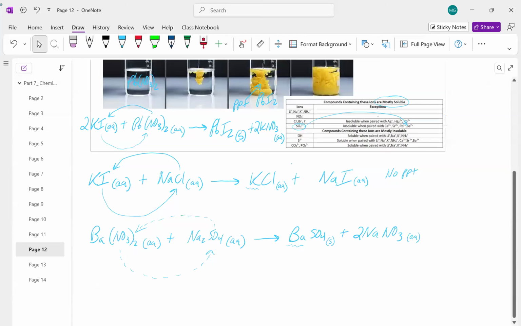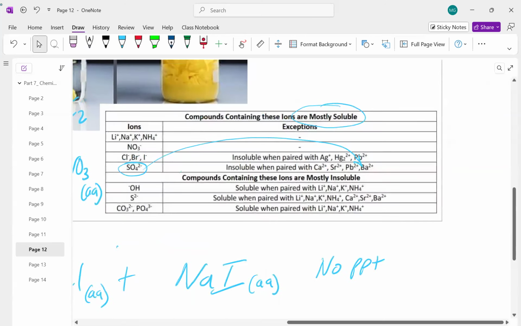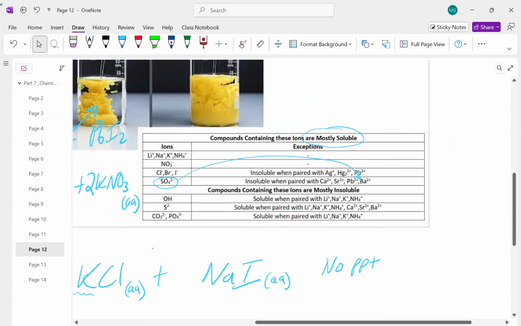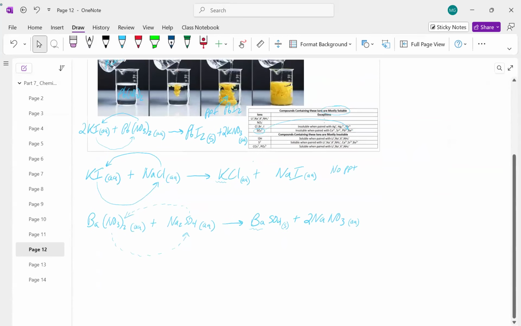All right, so as I said earlier in a previous lecture, I'm not going to make you memorize this table. I will always give it to you. You just need to know how to use it when it applies to these problems, and being able to predict if I mix two aqueous solutions together, will one combination of those ions form an insoluble precipitate?